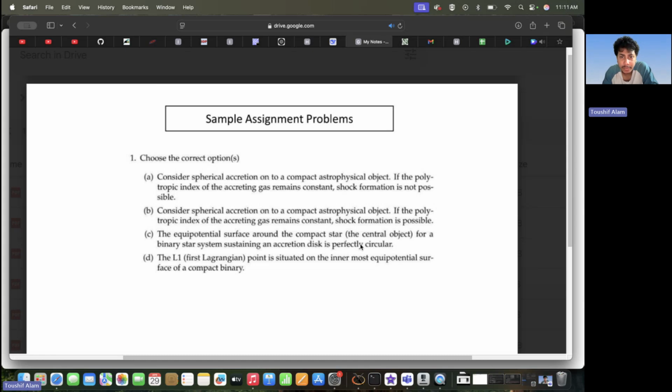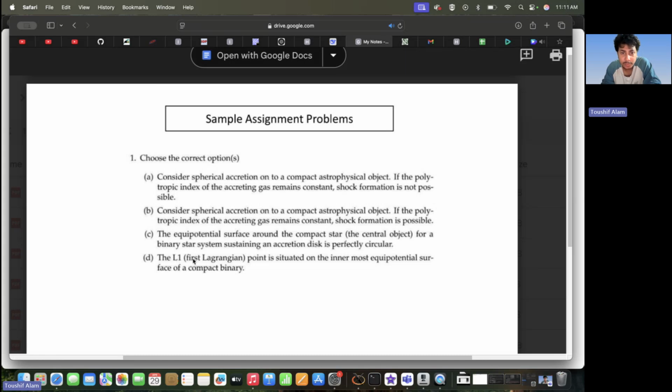The equatorial surface around the compact star, the central object of a binary star system sustaining an accretion, is perfectly circular. The first Lagrangian point is situated on the innermost equipotential surface of a compact binary.